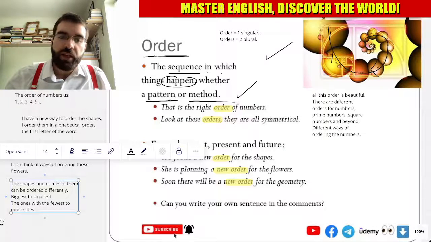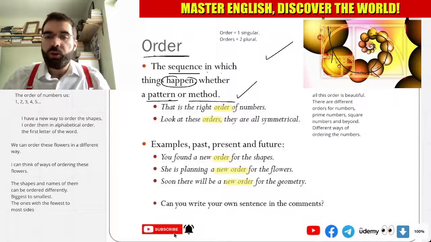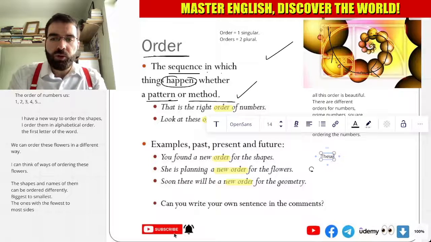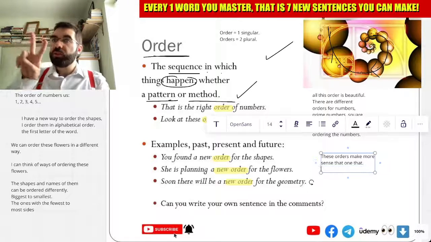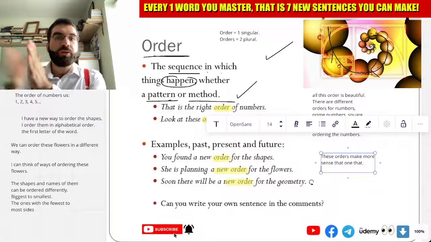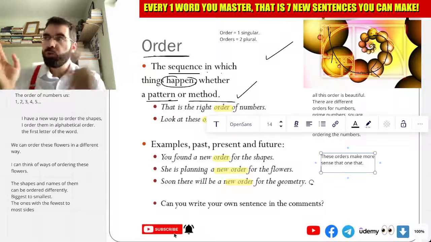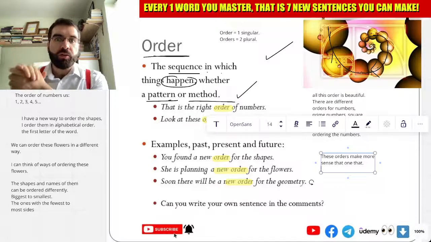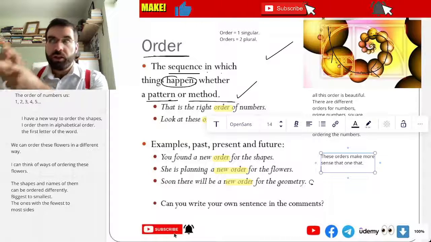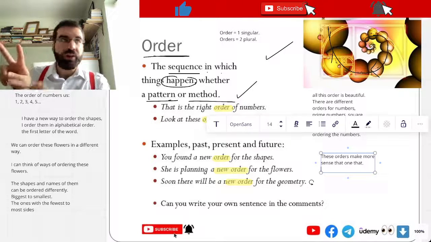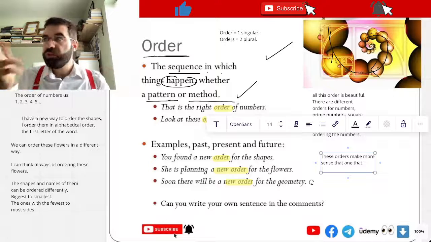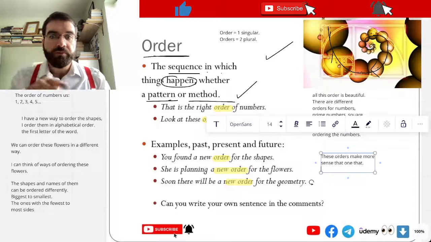Yeah. So these orders make more sense than that one. So these ways of structuring the geometry make more sense than that way. So which of these is better between the two? Which of these orders are better? Because both of these are better than that one. So which of these should we use instead? Yeah.